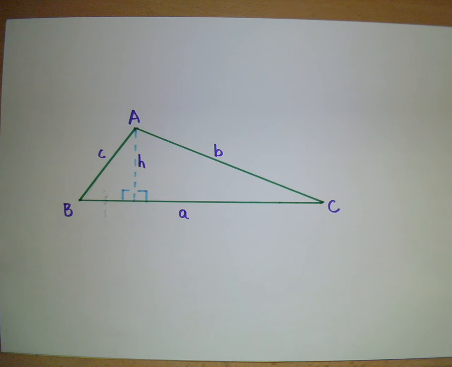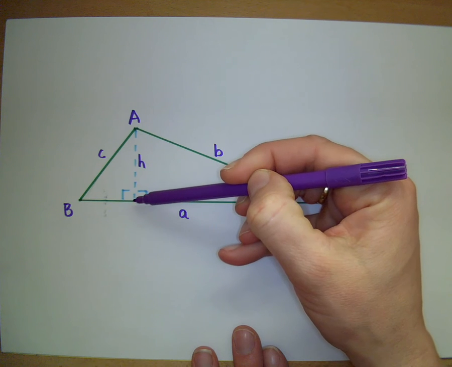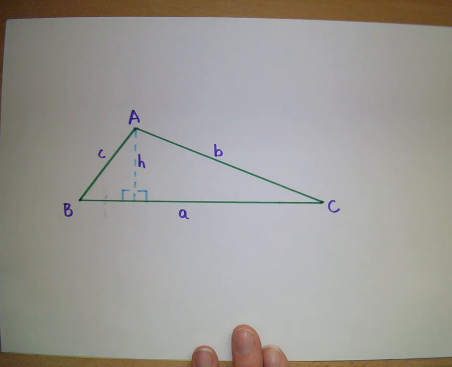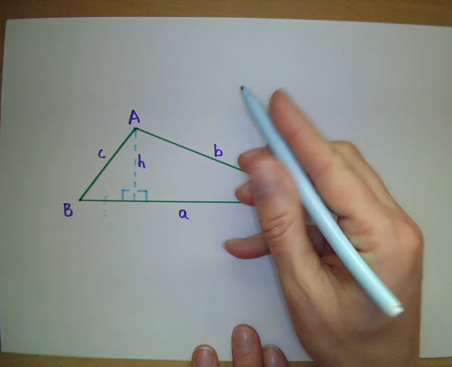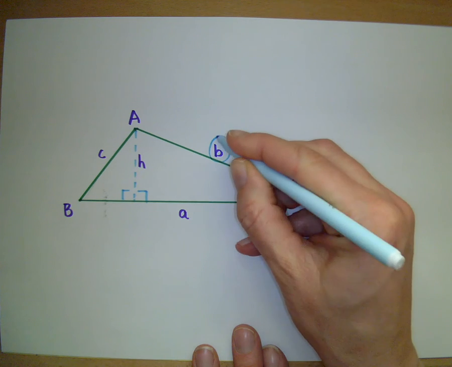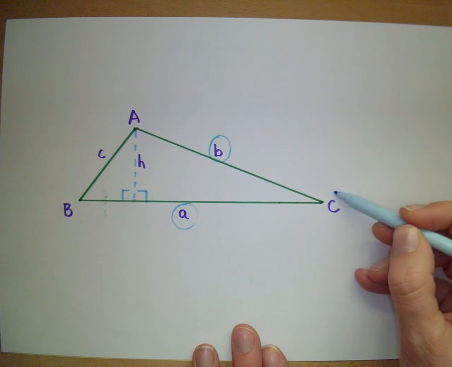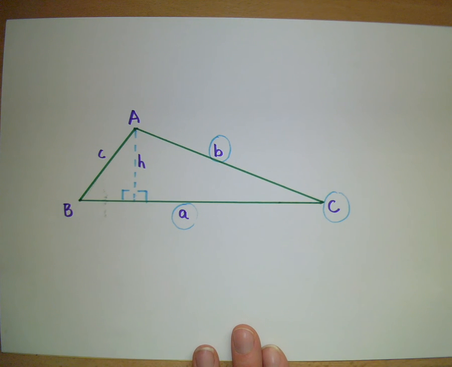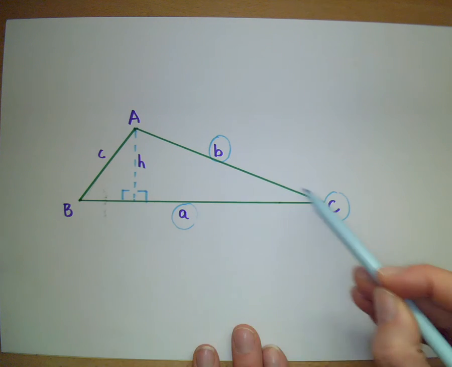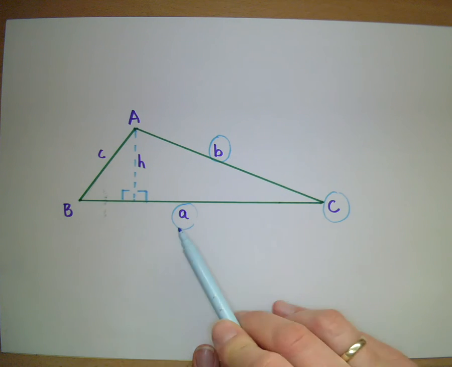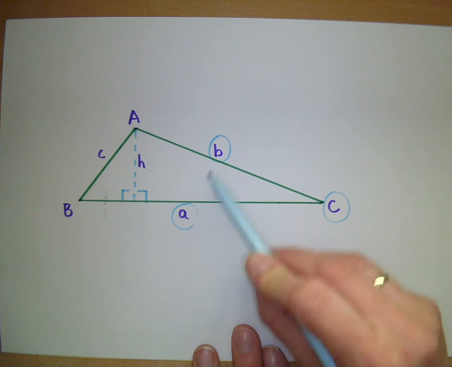Now, imagine we don't know this height. Imagine we only know this length and the size of this angle. I'm going to show you how to calculate the area of this entire triangle using only that information.